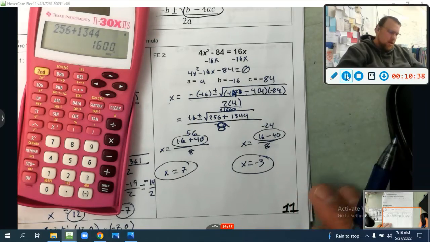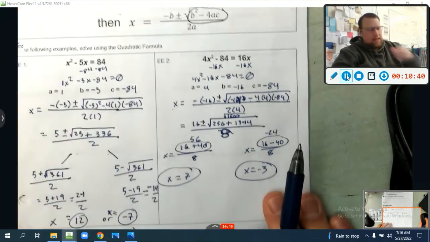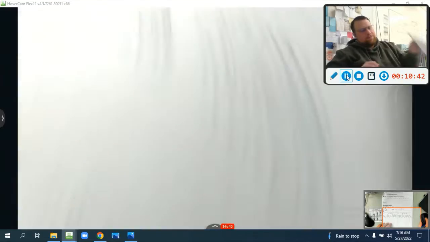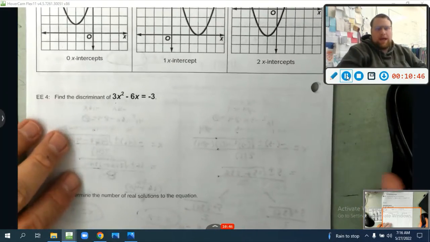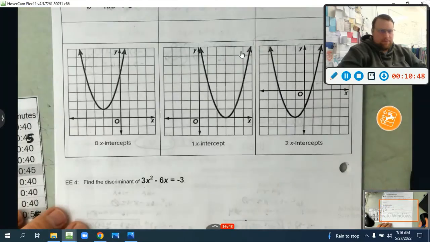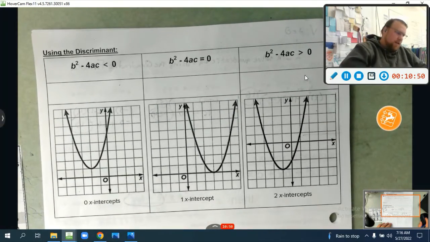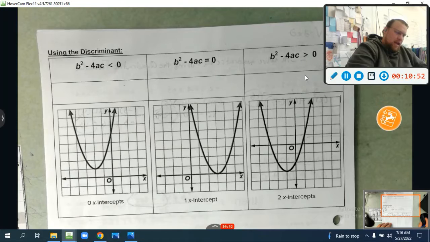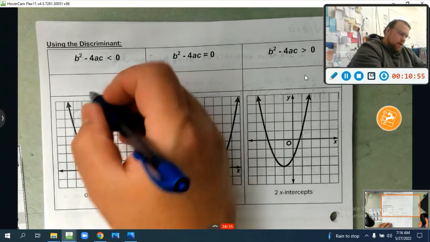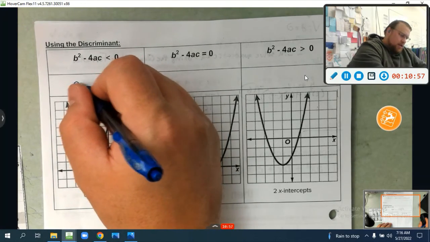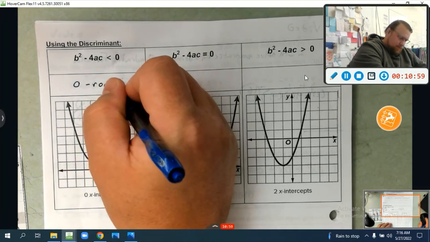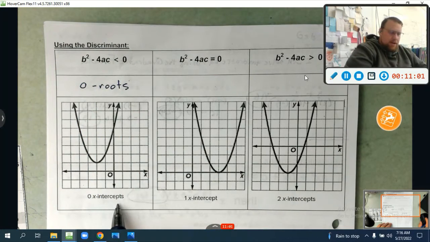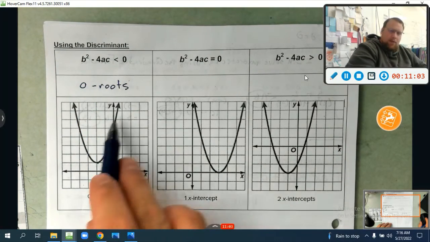So, all right, let's go to the back side of this page. Let's finish this off. Let's talk about what the discriminant actually does, guys. So if b squared minus 4ac, if we come out with an answer that's less than 0, that means we're going to have 0 roots, which means 0 x-intercepts, like here, right? It's opening up, not touching the x-axis.